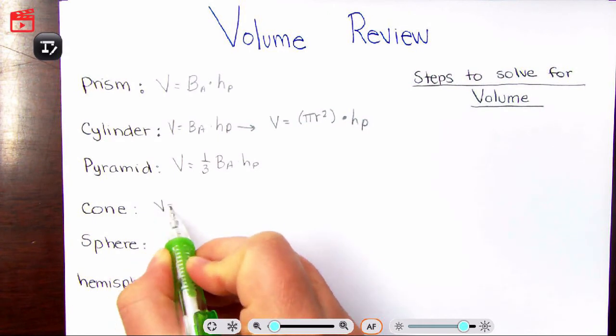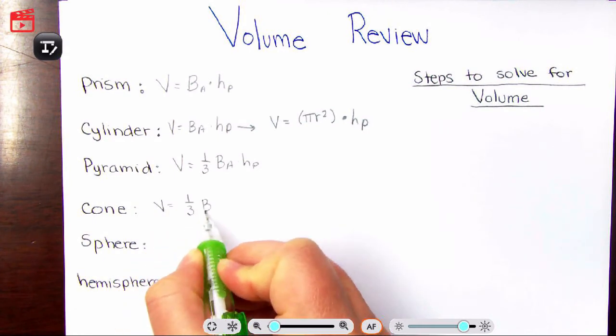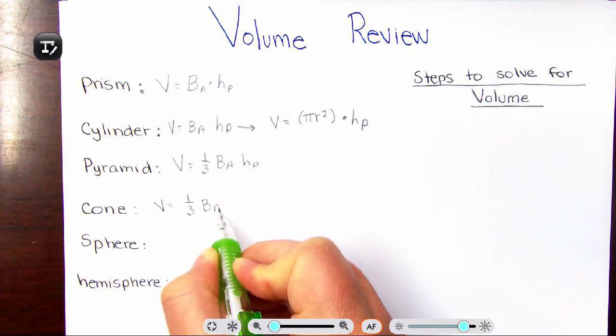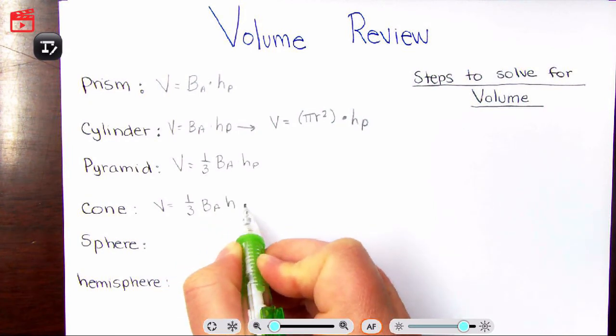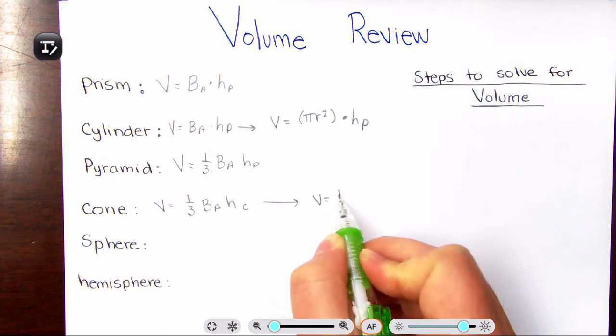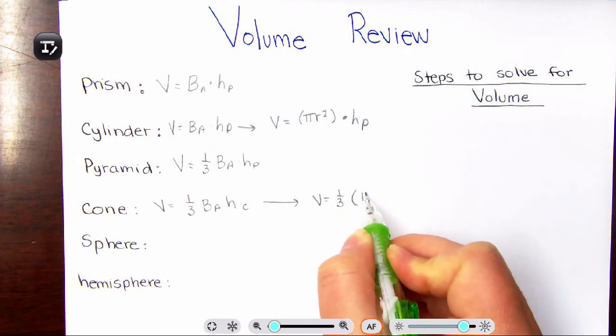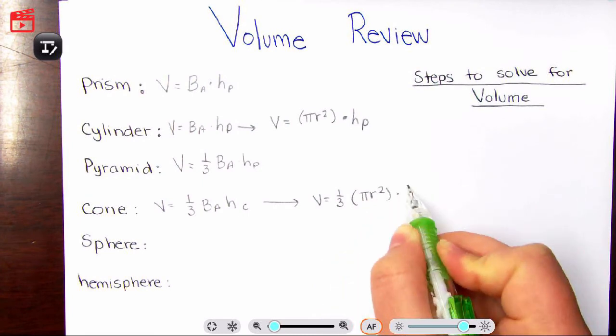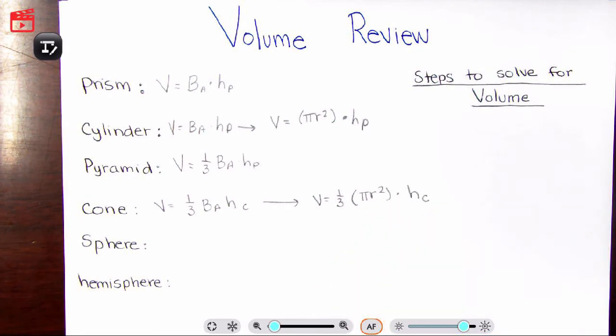Then we have a cone. Cone is, again, very similar. Area of the base, and then the height of your cone. Now this one deserves an arrow once again because we know what the base is. The base is a circle, so pi r squared. And again, we have the height of your cone.